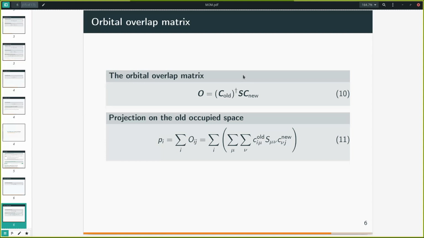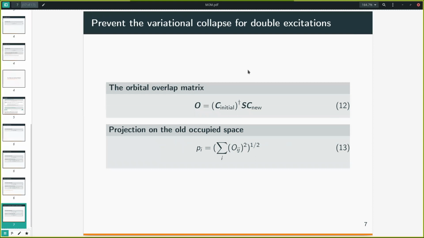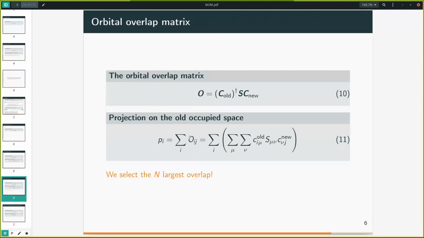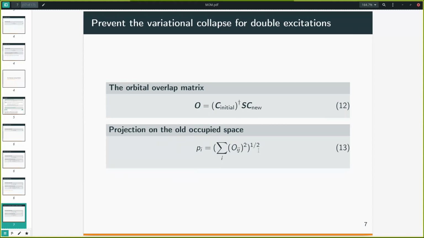So they used a modified maximum overlap method, which they called the initial maximum overlap method. The difference is that you always compute the overlap matrix with your initial non-Aufbau determinant, and you no longer use C, the coefficients at the previous step. And they also change the way they project on the old occupied space. So they use this equation, whereas in the previous method it was just the sum. So it's the sum of the squared elements and the square root of this sum. And so using this initial maximum overlap method, they have been able to converge onto a stationary point of the Hartree-Fock energy corresponding to a double excitation.